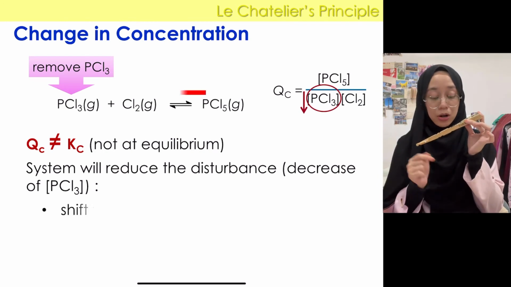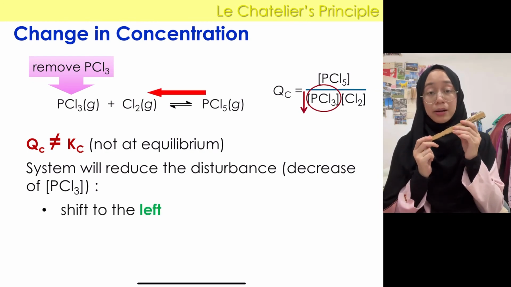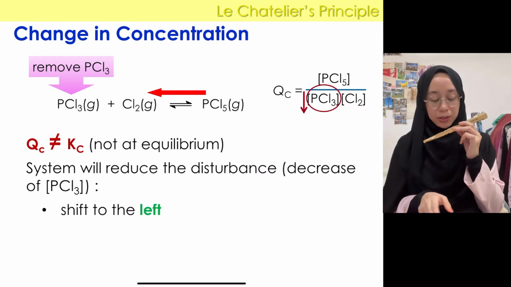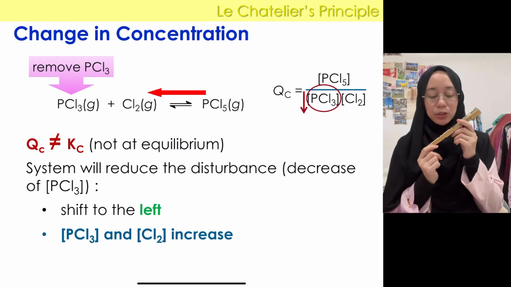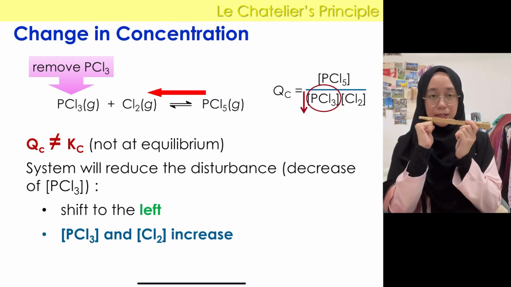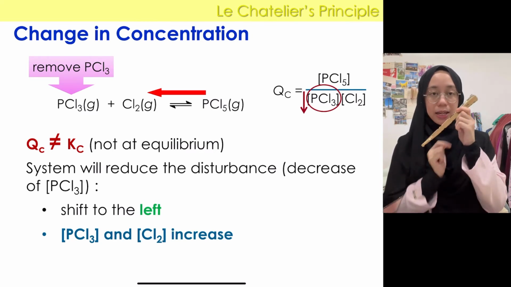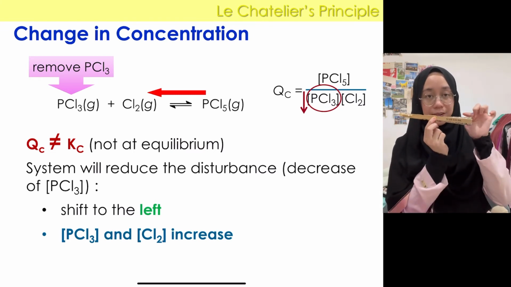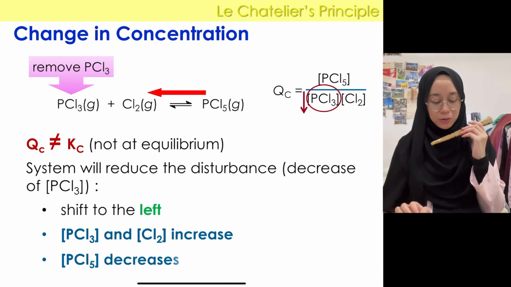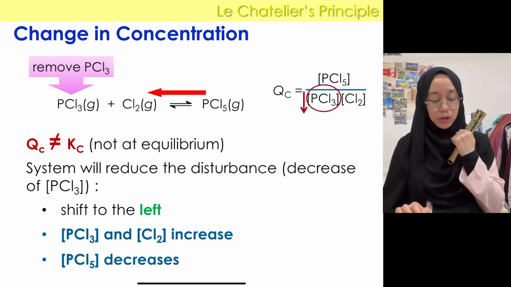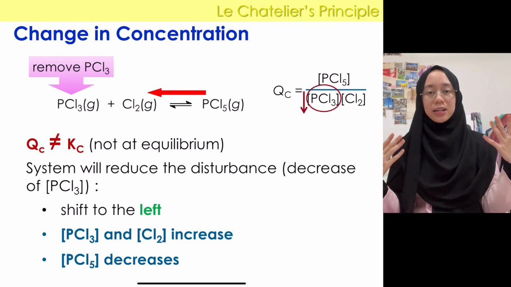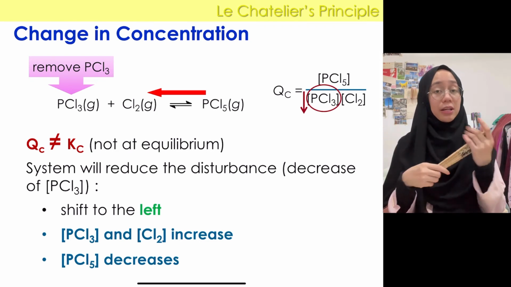Okay, so what's going to happen to the others? Our product or the other reactant. So what's going to happen here is the PCl3 and Cl2 will increase. Okay, this part will increase. But what happens to our product PCl5? PCl5 will decrease. Okay, so that's what happens when we disturb the system. It will affect the concentration of other species.